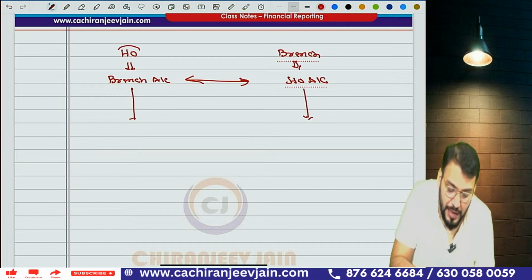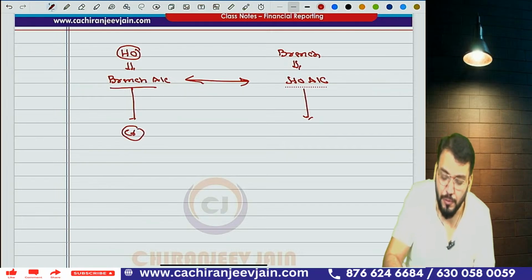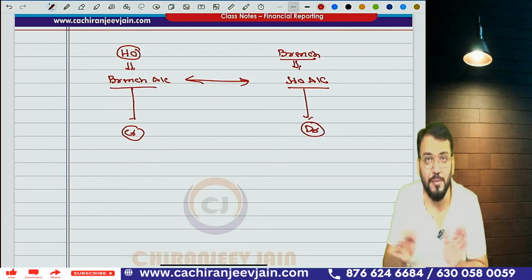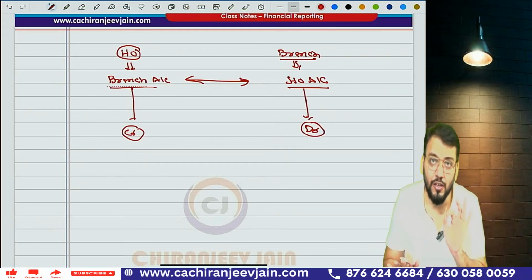For example, in the books of head office, the branch account has a credit balance. So you can see in the books of branch, the head office account will have a debit balance, or vice versa. Got this point?